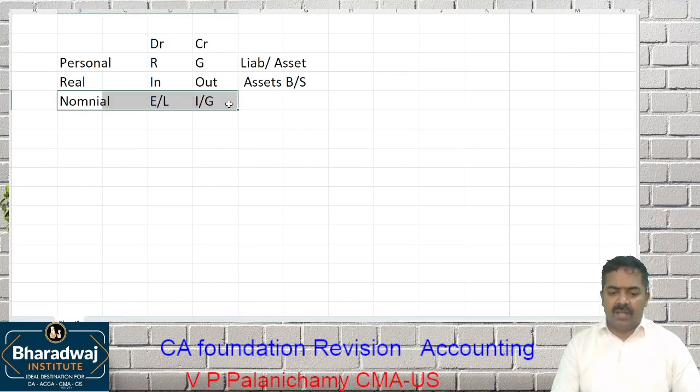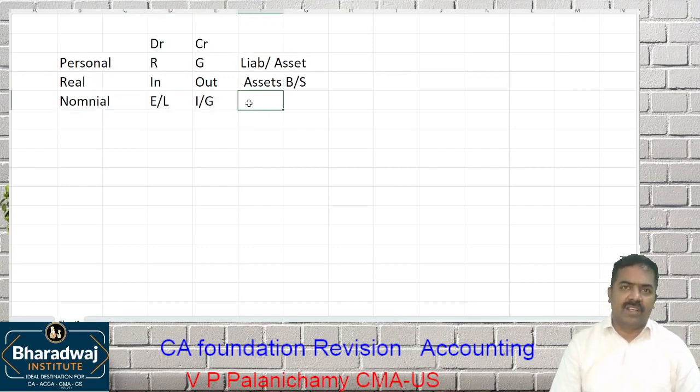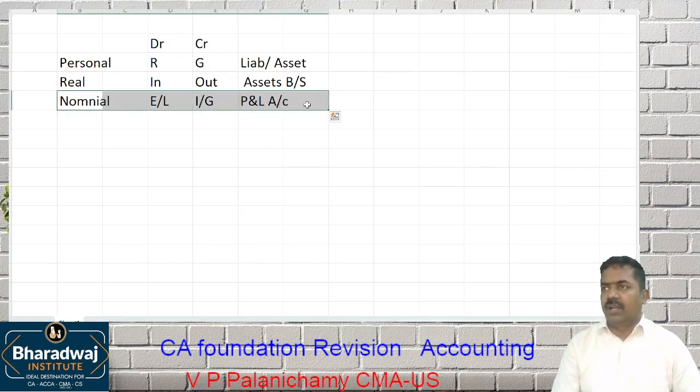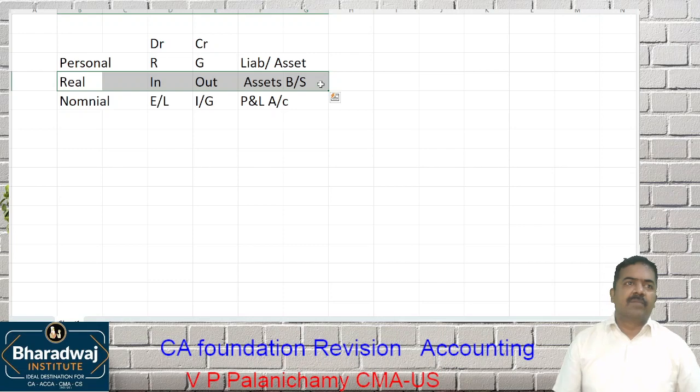And nominal accounts normally give benefit for 1 year. They are taken to which account? P&L account, where we determine net profit or loss. All nominal accounts are like revenue expenditures. Capital expenditure, revenue expenditure you could have seen. What is a capital expenditure? An expenditure that gives benefit for more than 1 year.